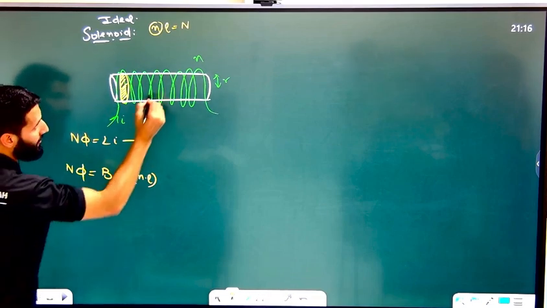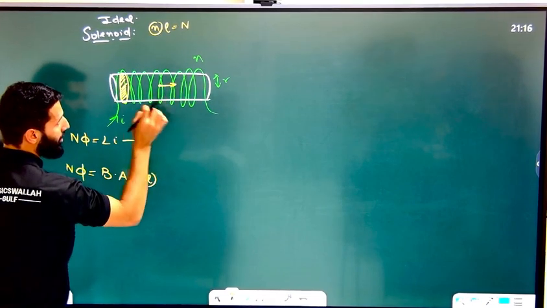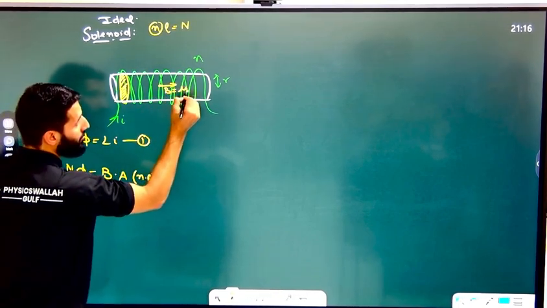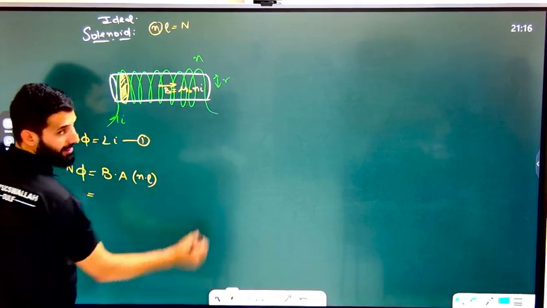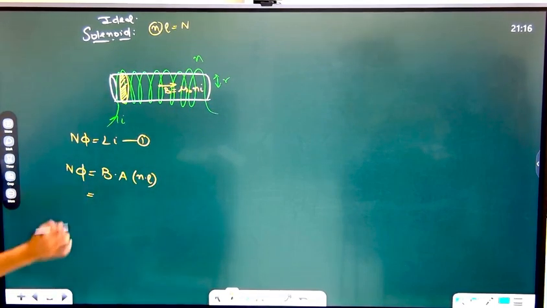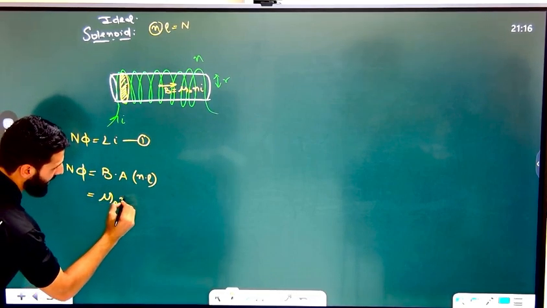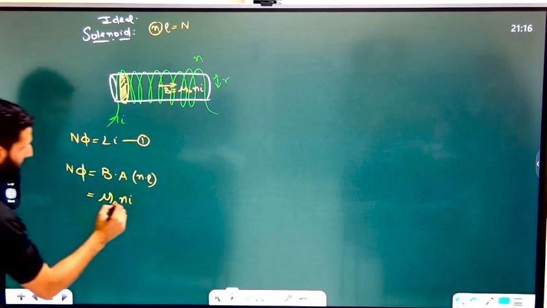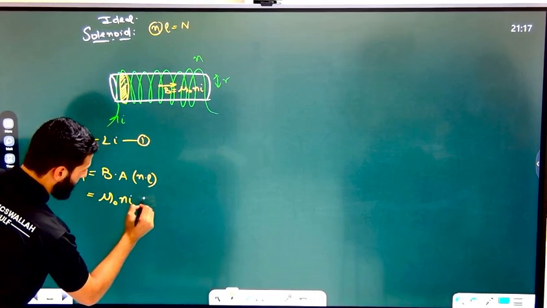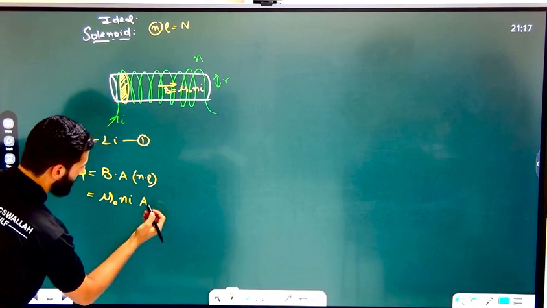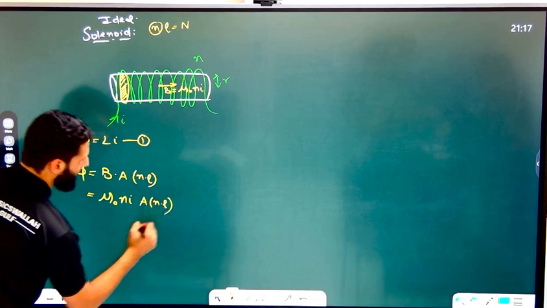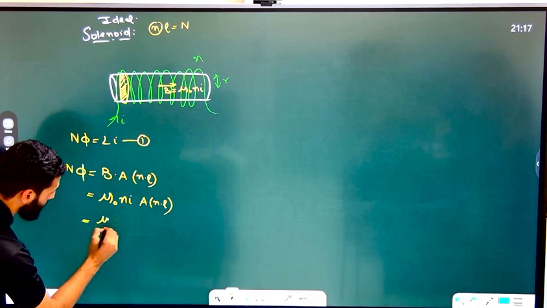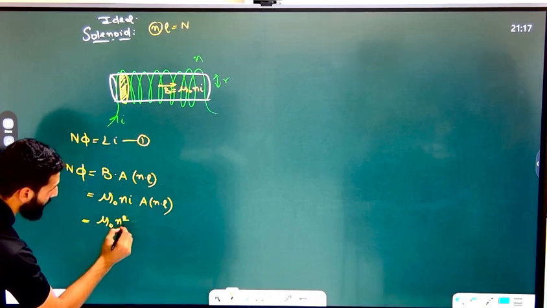So can I write the magnetic field at any point inside this ideal solenoid? Throughout I will take it uniform. What is the magnetic field here? Mu naught n i. So mu naught n i into pi r square into A into n into L, okay? Is it clear? Further, can I write it as mu naught n square A into L.